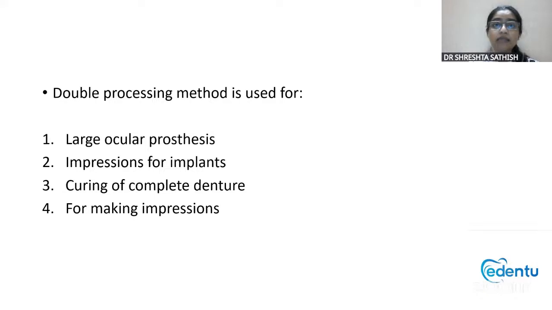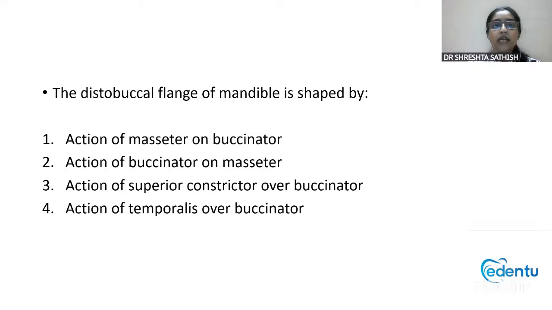Double processing method is used for large ocular prosthesis, impressions for implants, curing of complete dentures, or for making impressions. Very clear, it is for curing of complete dentures. The distobuccal flange of the mandible is shaped by the action of masseter on buccinator.